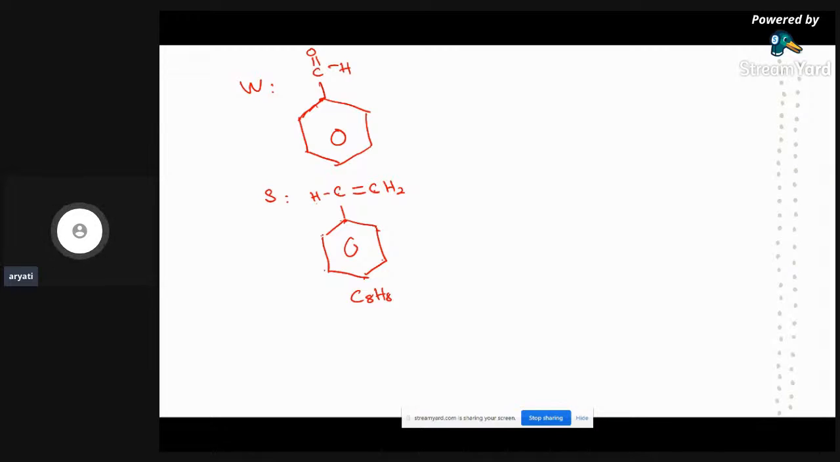So kita salin balik structure untuk V adalah benzene ring. So sini CH2 plus 1 jadi CH3, ada satu Br. So ini adalah structure bagi V.